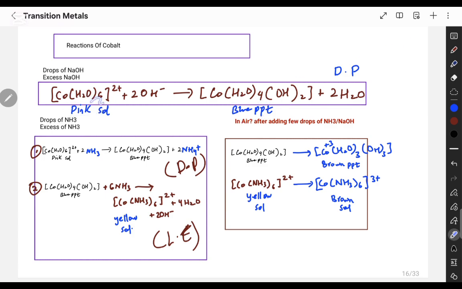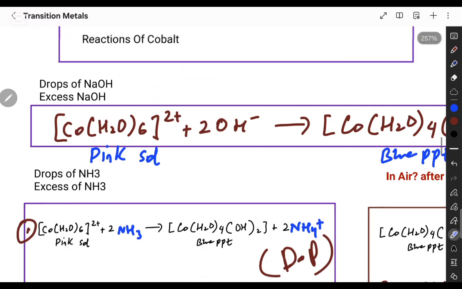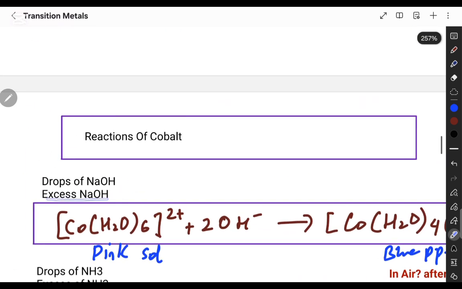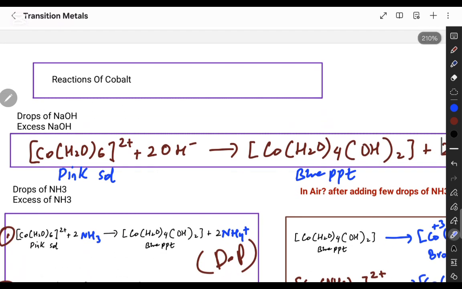So we've seen these reactions a lot, and I'm sure you're familiar with this as well. I hope so. And the same thing happens when we add a few drops of ammonia as well. Same thing again. All we want to do is remove this charge. On zero charge, we're going to have a PPT, pink solution to blue PPT. By the way, nothing happens when we add excess NaOH. Nothing, okay? So nothing happens when we add excess NaOH.